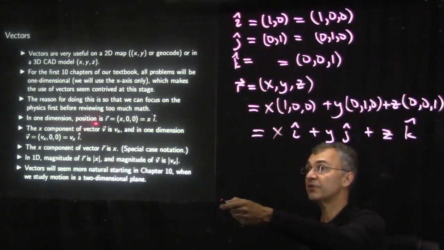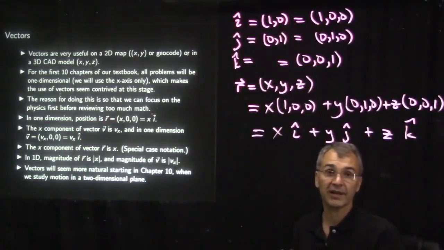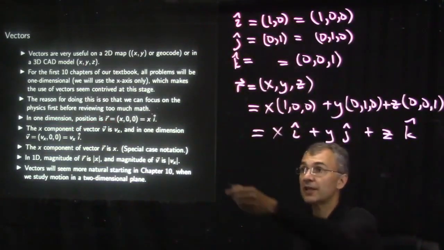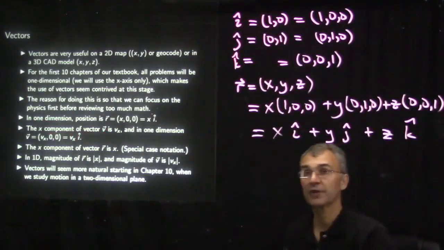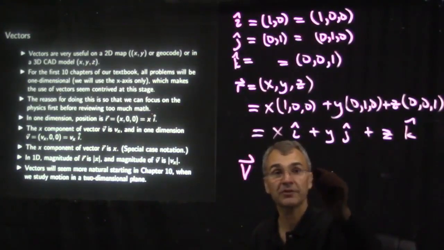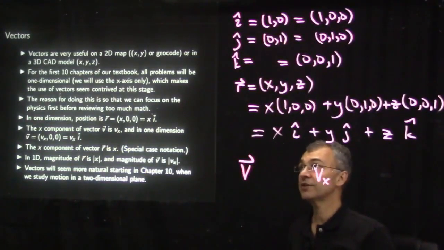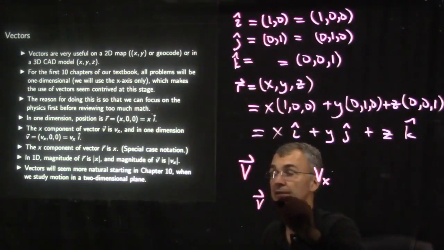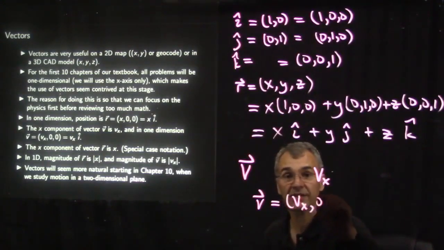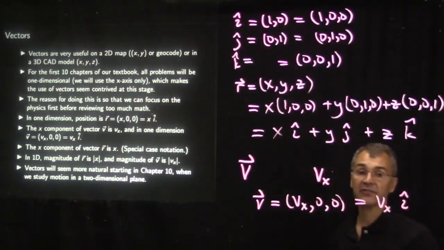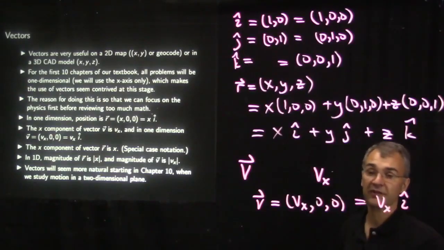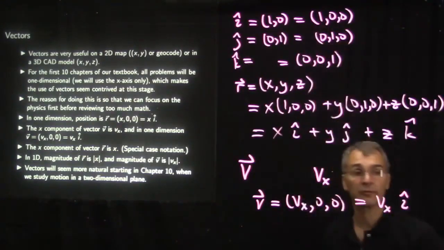In one dimension, the position is r, which you could say is x, comma 0, comma 0. So that would be x times i hat. Then the x component of the vector v is v sub x. And in one dimension there's no y component and no z component, so that's just v sub x times i hat, since i hat is just a thing that points in the x direction. I would say that, as far as I'm concerned, i hat is 1, comma 0, comma 0.